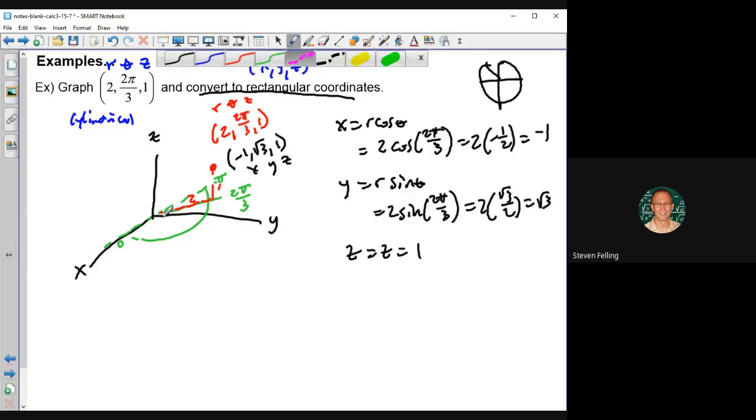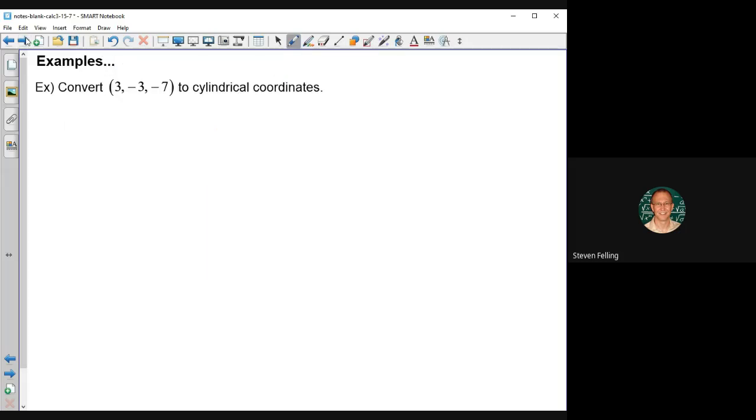I could use this, I guess. If I were to go, let's see, negative 1 in the x direction, and then the square root of 3 in the y direction, and then 1 in the z direction, I would get to that same location. Okay, so that's the idea behind cylindrical coordinates, and it does make integration easier in certain cases. So let's take a look.